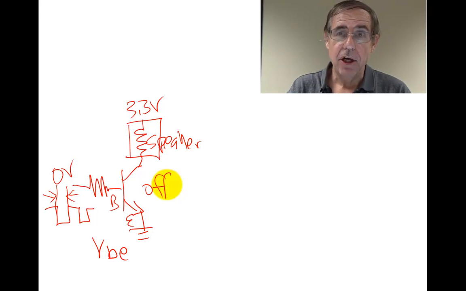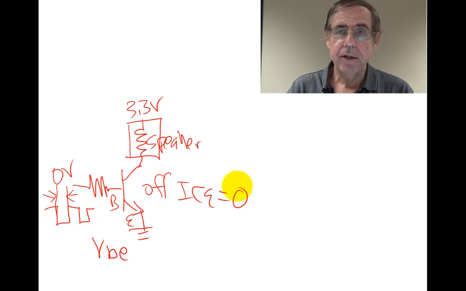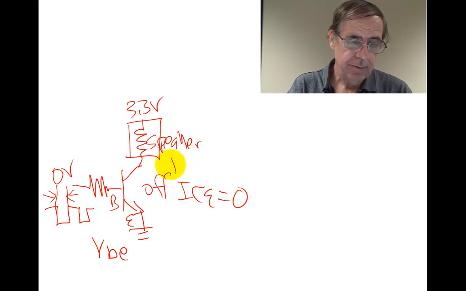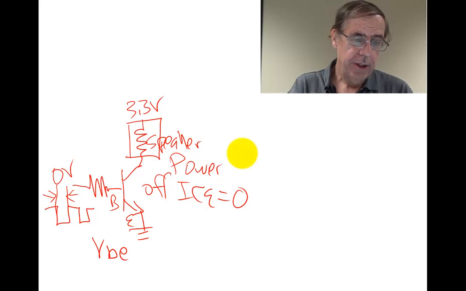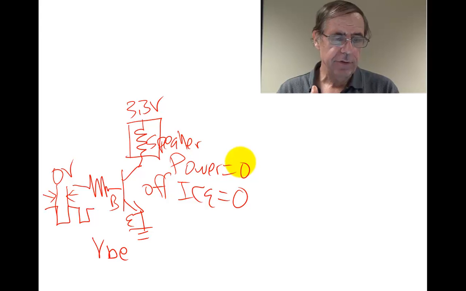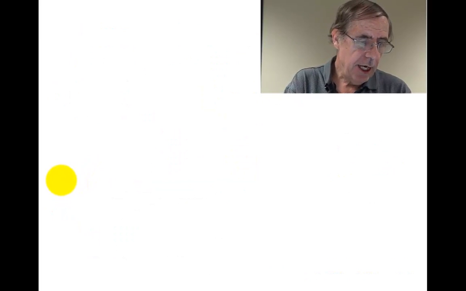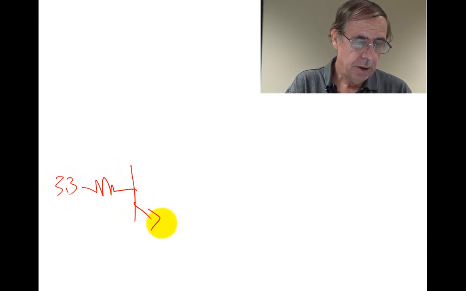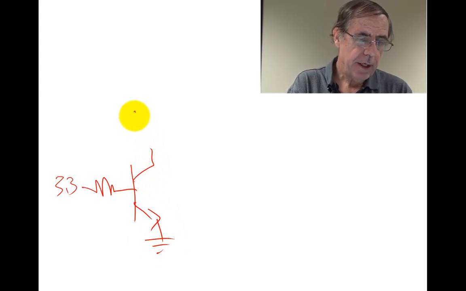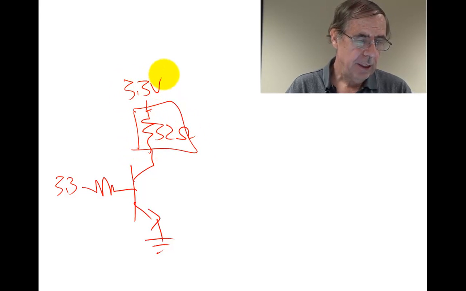And off means off. Off means that this current will be 0, and that means the power to the speaker will be 0. So we've delivered no power to this speaker when it's off. The second mode is on. If the input is 3.3 volts, so let's look at this. And there's the speaker. That's going to be a 32 ohm headphone speaker, 3.3 volts.